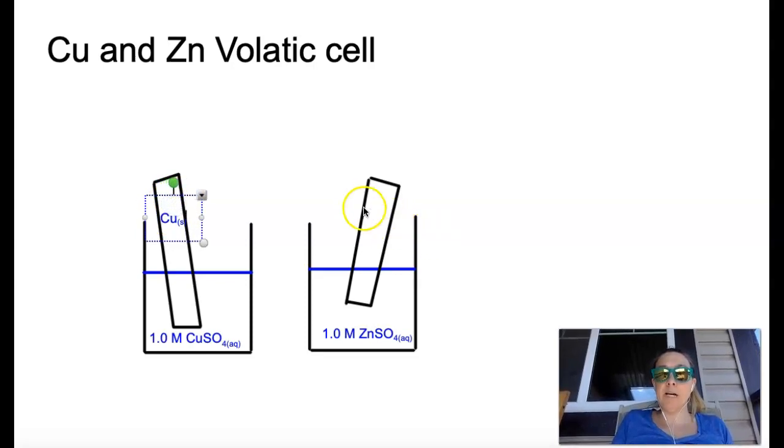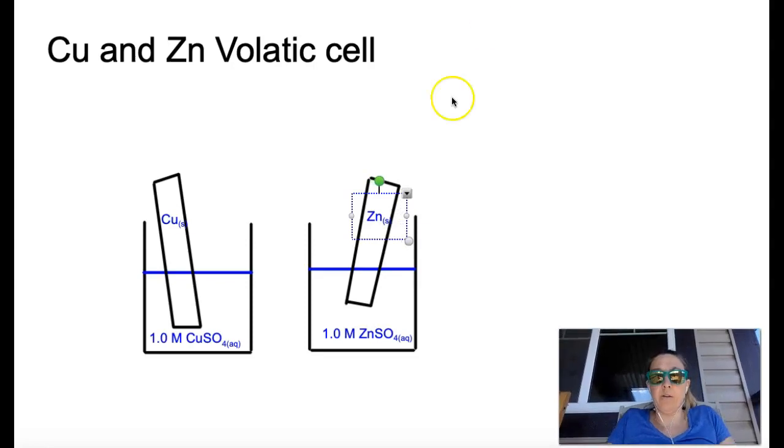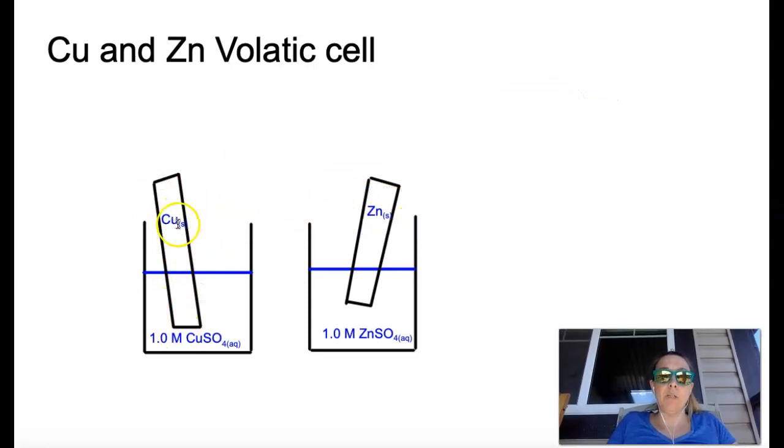The only exception to that would be some of those transition metals that we had previously talked about, like chromium, iron, those types of things. Okay, so on your electrodes, you're going to write in what they are. So this one is copper, and this one is zinc. So we call these half cells. This is one half cell, and this is the other half cell.